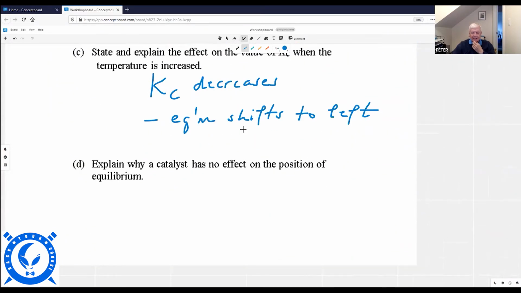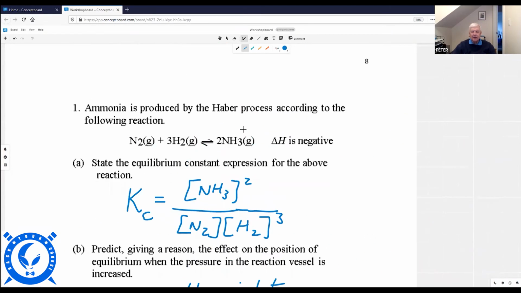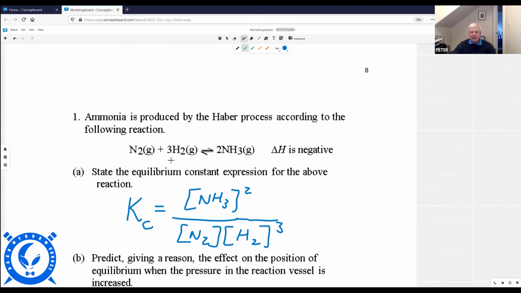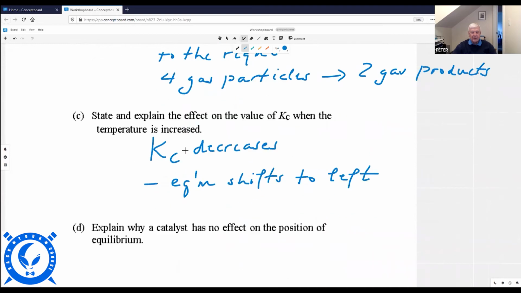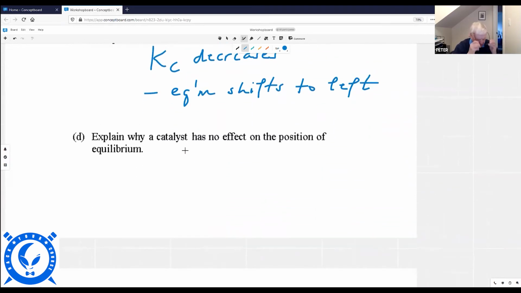Explain why a catalyst has no effect on the position of equilibrium. That goes back to the fact that in equilibrium, shown here, the rate of the forward reaction equals the reverse reaction when the system is at equilibrium. All the catalyst does, it speeds up both the forward and the reverse reactions, but it doesn't alter the position of equilibrium. You just basically get to the equilibrium situation faster. So the answer to be put in here is that the catalyst speeds up both the forward and the reverse reaction.